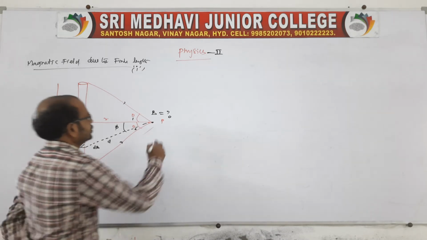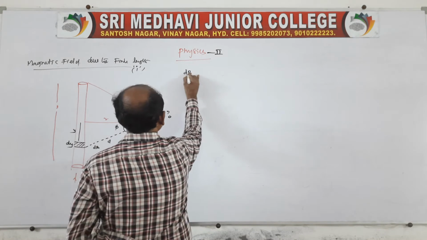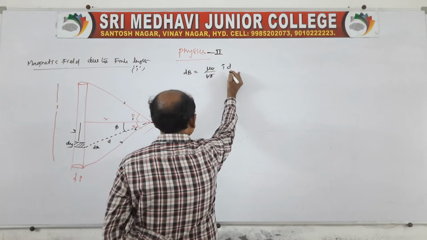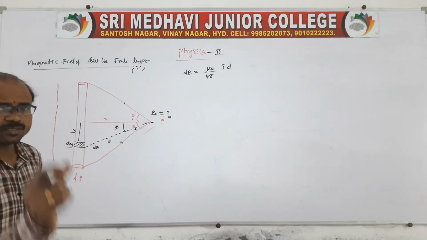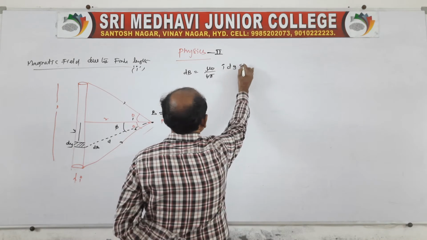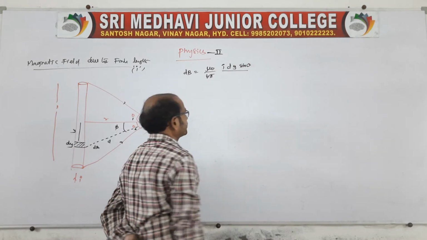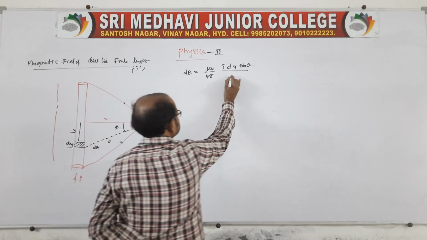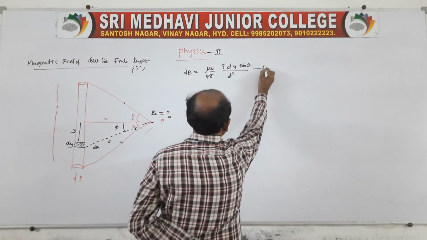Now we know that due to a small strip, dB is equal to mu naught by 4 pi into I dL sin theta by r square. Here the small length is given as dy, and the distance is given as d, so it is d square. Let us call this equation 1.